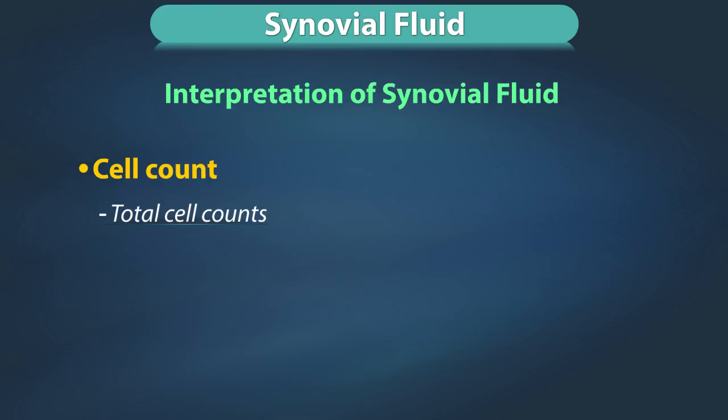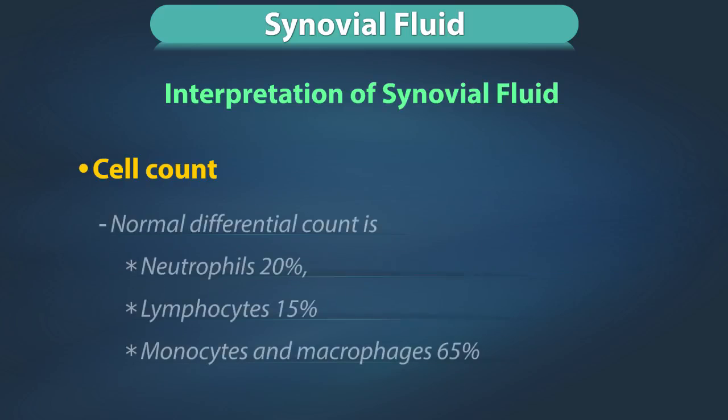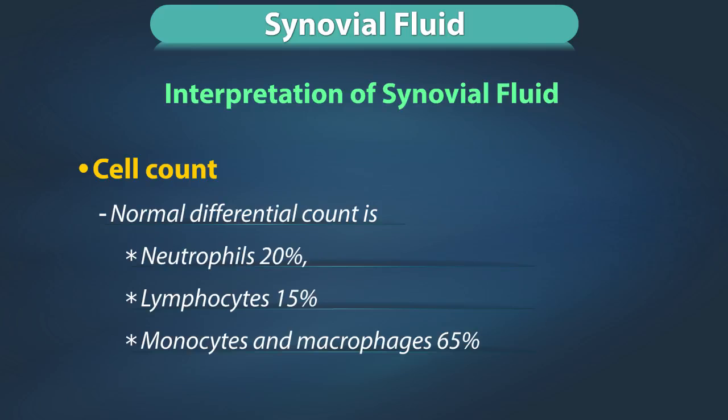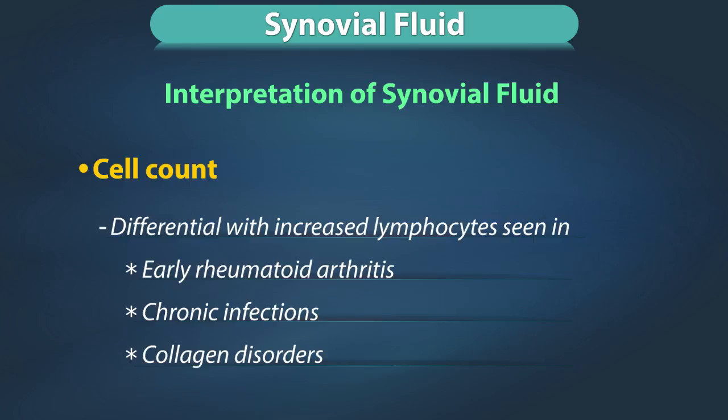Cell count. The normal limit for total white blood cell count is 150 to 200 cells per microliter. The normal differential count is 20% neutrophils, 15% lymphocytes, and 65% monocytes and macrophages. Differential with 75% neutrophils can be seen in inflammatory conditions, rheumatoid arthritis, and gout. Differential with increased lymphocytes can be seen with early rheumatoid arthritis, chronic infection, and collagen disorders.